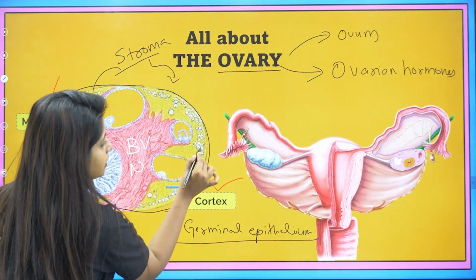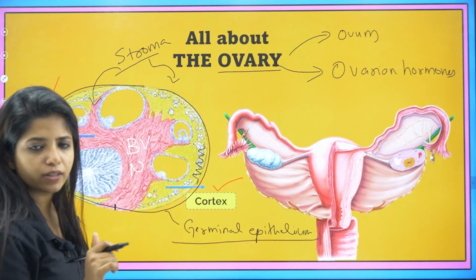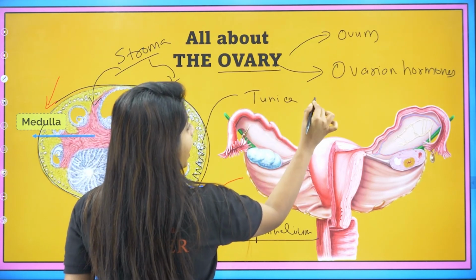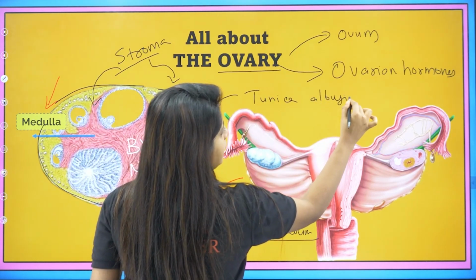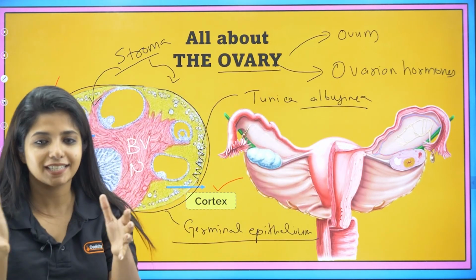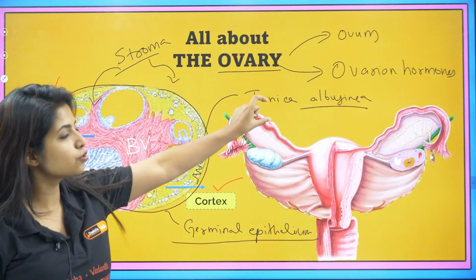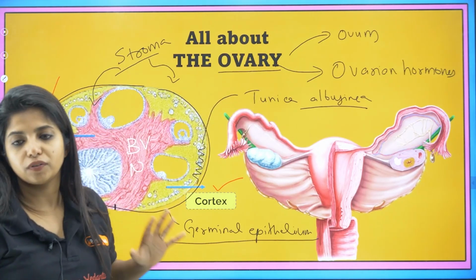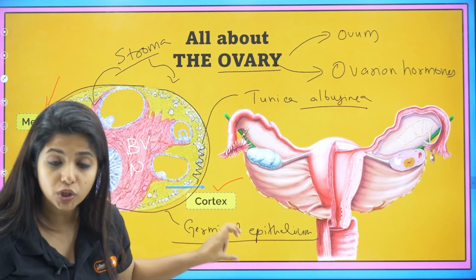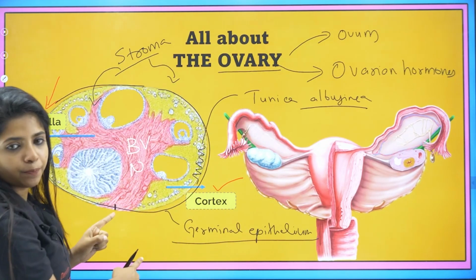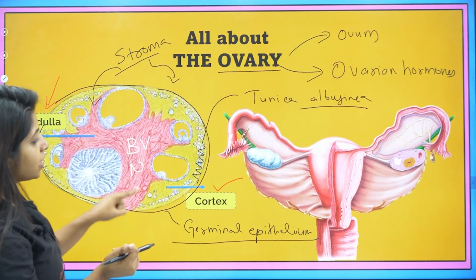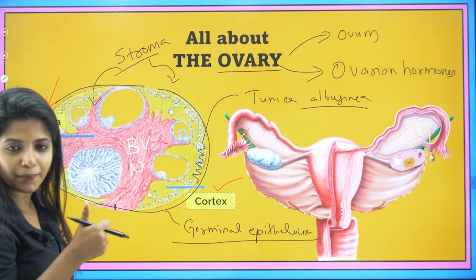Within the germinal epithelium, you have one more layer which is not mentioned in your NCERT. It is known as tunica albuginea. It is made up of dense connective tissue. You know the meaning of connective tissue? It is the one that connects things. Again, that is for protection and for transport of things. So you have the tunica albuginea, and outside that you have the germinal epithelium which forms the border. If you talk about the ovary, first comes the germinal epithelium, then the tunica albuginea, then the cortex, then the medulla. Got it?